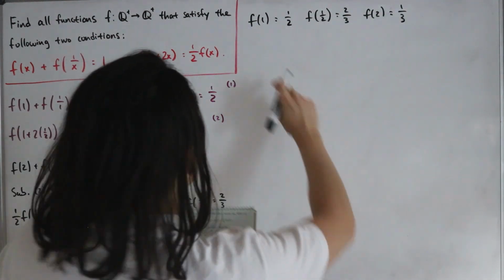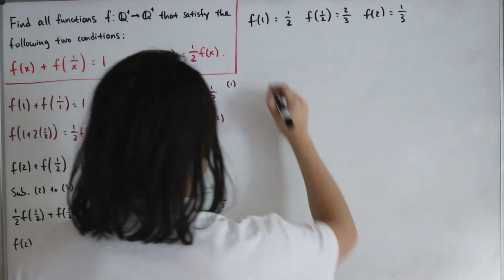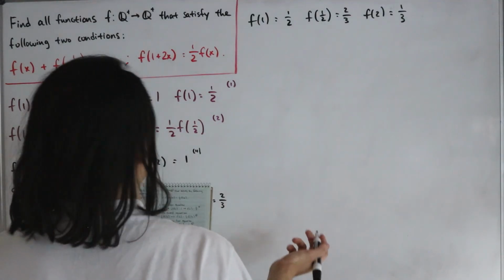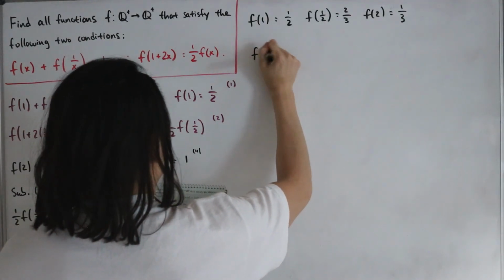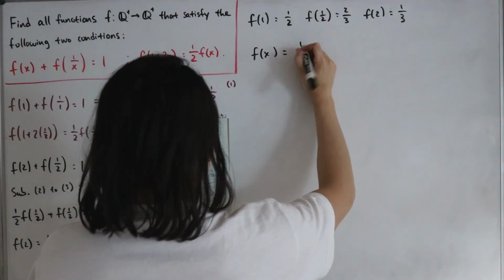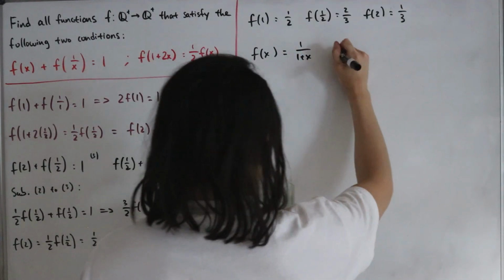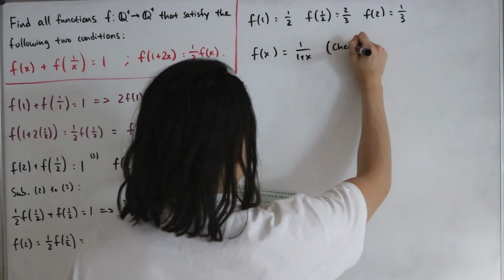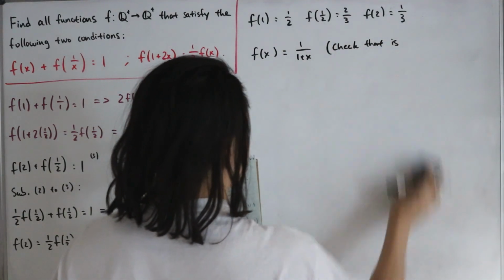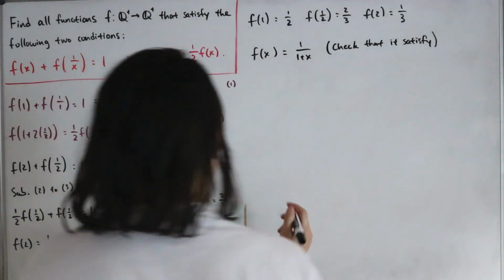Now, if we make the observation based on these three values, we can come to a generalization to say that f of x is equal to 1 divided by 1 plus x. So we're not done yet. Now what we need to do is check that it satisfies the two equations. So we have f of x equals 1 divided by 1 plus x, and let's plug that back in.